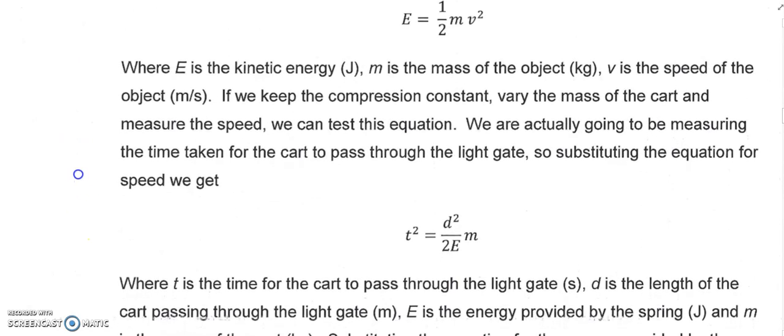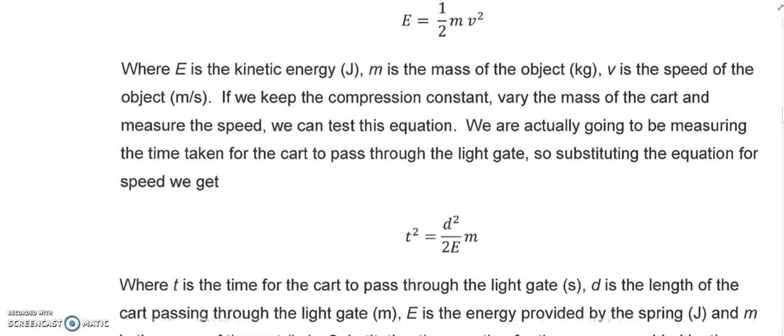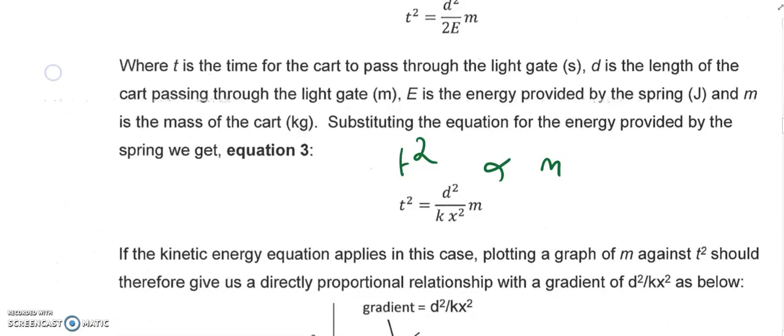And now we're going to derive the formula that we are going to need. So if we keep the compression constant and vary the mass of the cart and measure the speed, we're going to measure the time taken for the cart to pass through the light gate. So we can calculate that from the equations that we've already got. And this is the final equation. We're going to change the mass on the cart and measure the time taken to go through the light gates, and this will give us access to the spring constant of the cart.